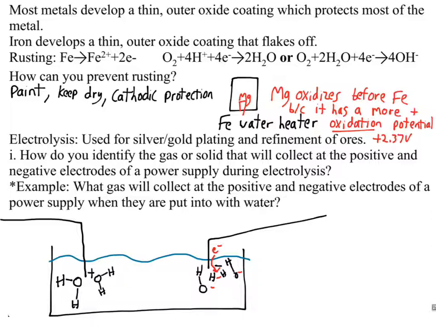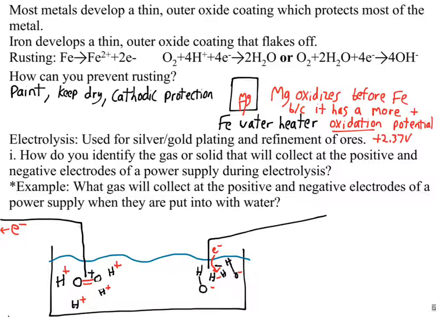So that's oxidation that will occur, whereas the other one was reduction. On the left, oxidation will be occurring at the positive electrode. You have electrons being taken away and a new bond forming with the oxygen, so you get oxygen gas.